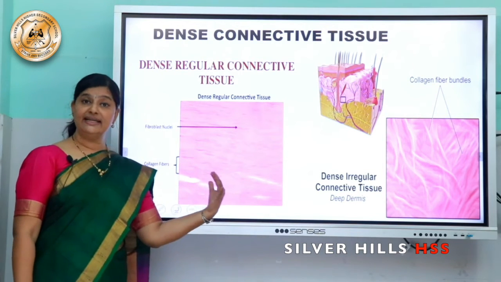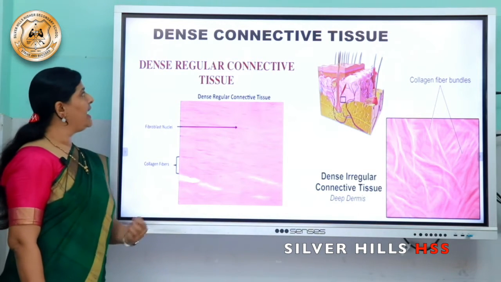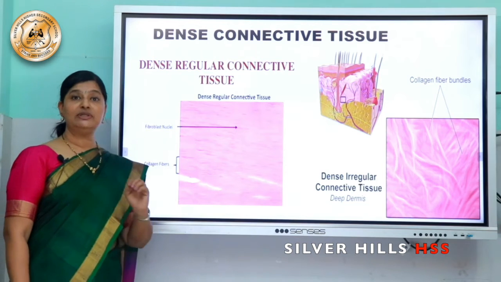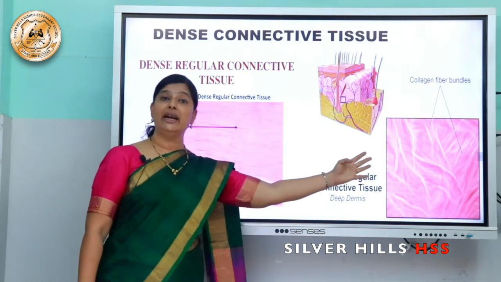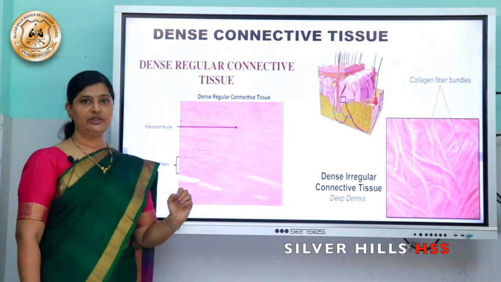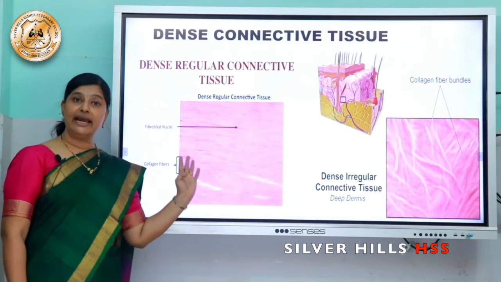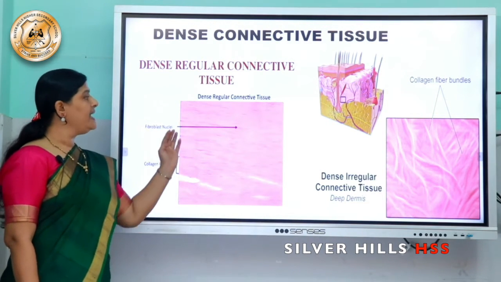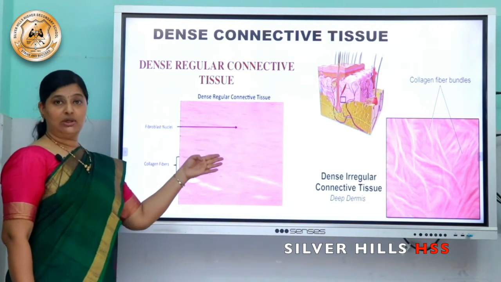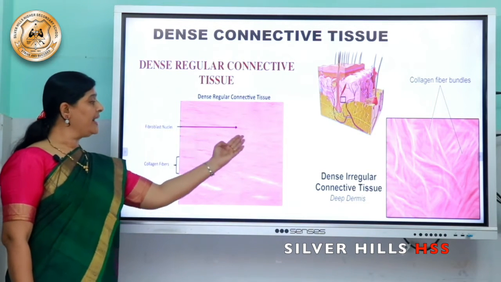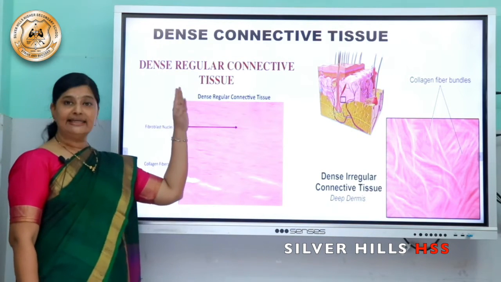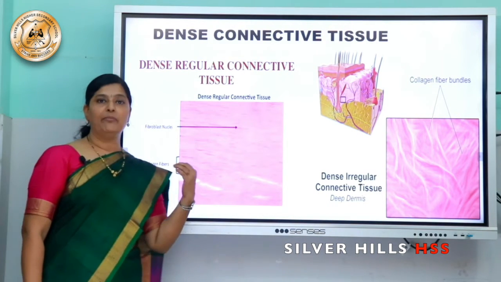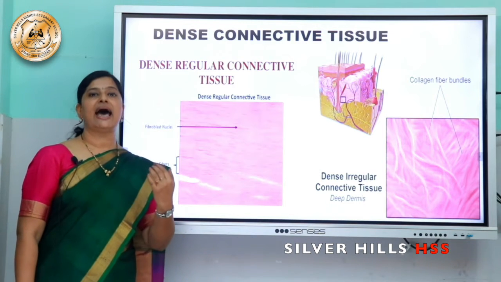Then comes the dense connective tissue. Dense connective tissues are divided into dense regular and dense irregular connective tissues. First one, dense regular connective tissues. Here, the fibers or fibroblasts are arranged parallel to each other. That's why they are called dense regular. Examples are ligaments and tendons.